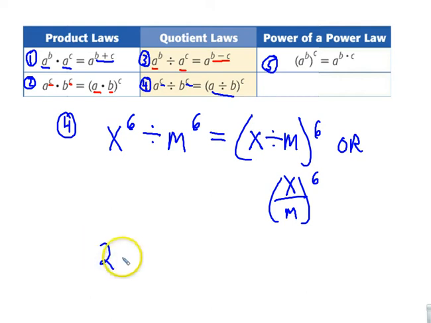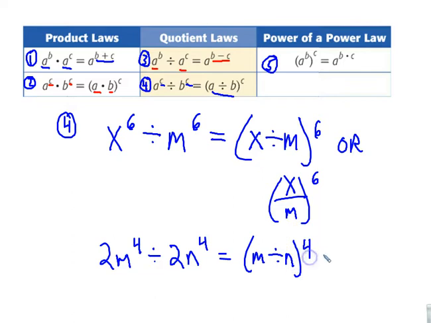If you have something like this, 2m to the fourth divided by 2n to the fourth. Treat the numbers just like normal. 2 divided by 2 is 1. m to the 4th divided by n to the 4th is going to be m divided by n to the power 4, or m over n to the fourth. Okay, notice I don't write the number 1. 2 divided by 2, I don't write the number 1. I don't need it.